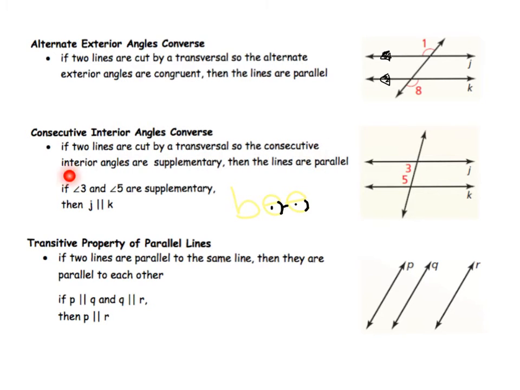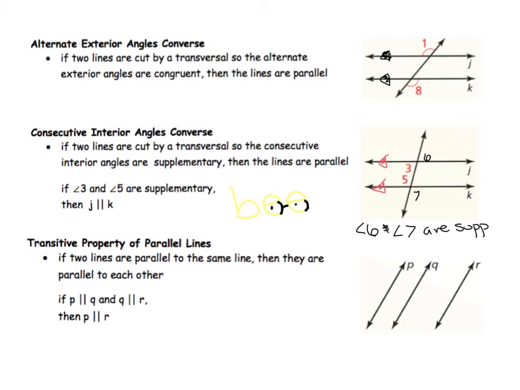All right, and then we do have consecutive interior angle converse, that if two lines are cut by a transversal, so that the consecutive interior angles are supplementary. Remember, consecutive, same side is supplementary, okay? Then the lines are parallel. So you have this. These two lines would be parallel if angle 3 and angle 5 actually do add up to 180, okay? So they're supplementary.